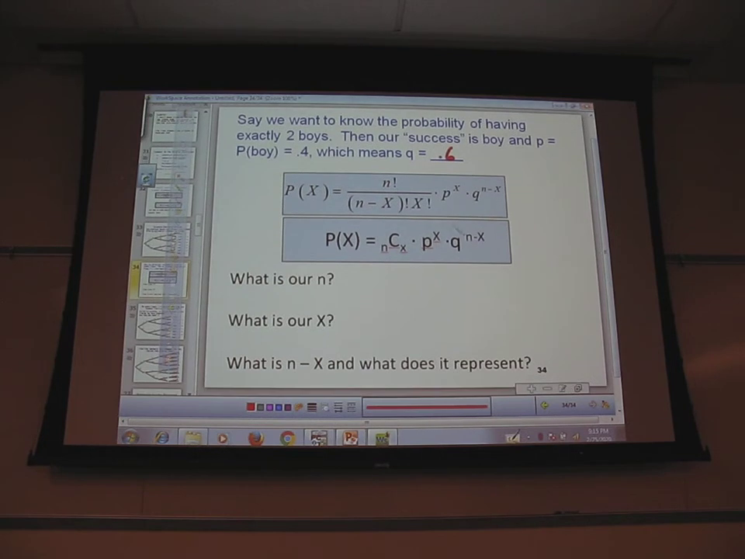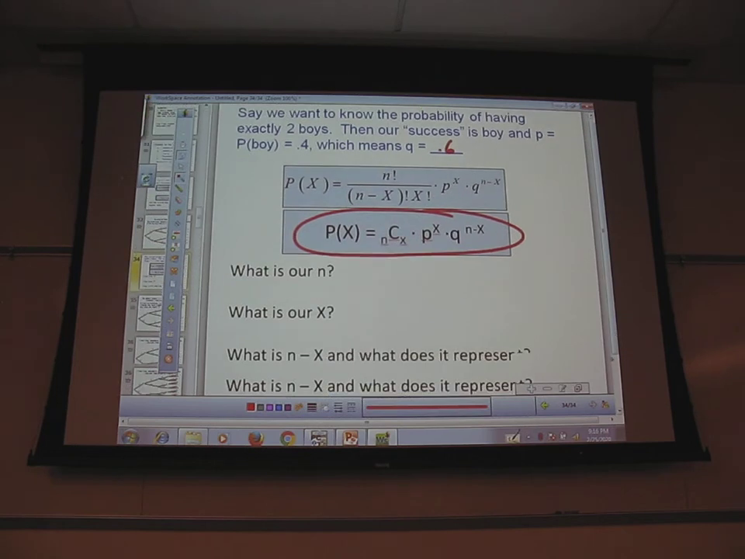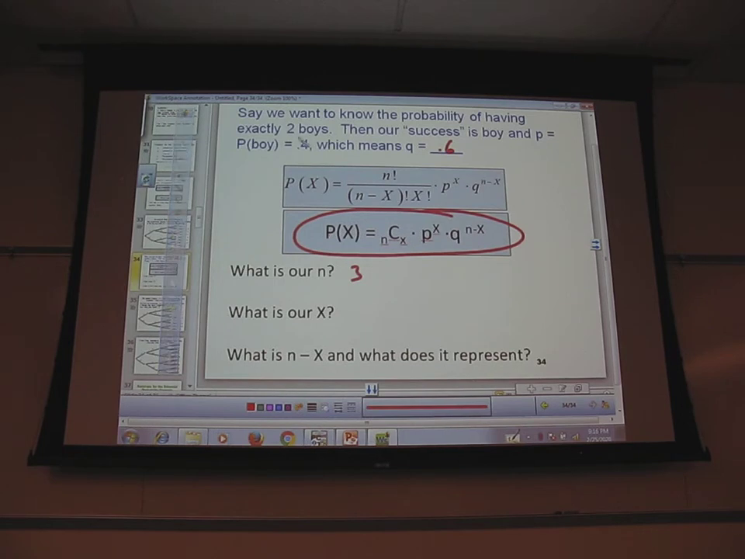So then we're going to look at our formula. And what's our n in this case? How many children am I having altogether? 3. You're having 3 children. So I'm having 3 kids. How many successes do I want out of those 3 kids? 2. I want exactly 2 boys.